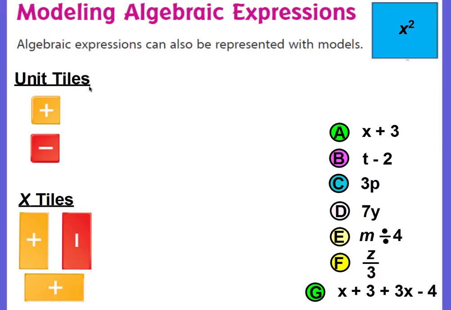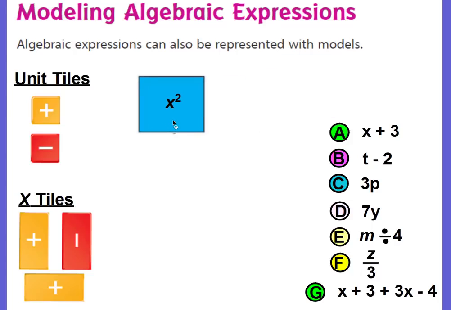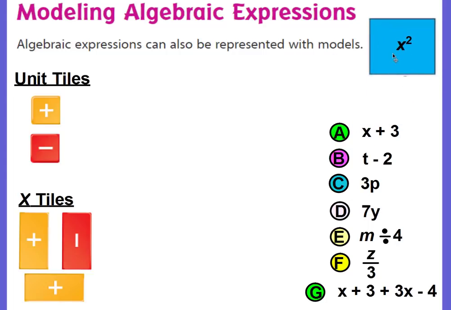Then you have your unit tiles. These represent your constants, those that are just numbers. So if you have a positive 2, you would need 2 positive unit tiles. Or if it was a negative 2, you would need 2 negative unit tiles. Then we have this tile right here. This is the x squared tile. It's whenever you have a variable that is squared. We're not going to use this in 6th grade, so I'm going to put it back over here. I just wanted you to be familiar with what it did look like.